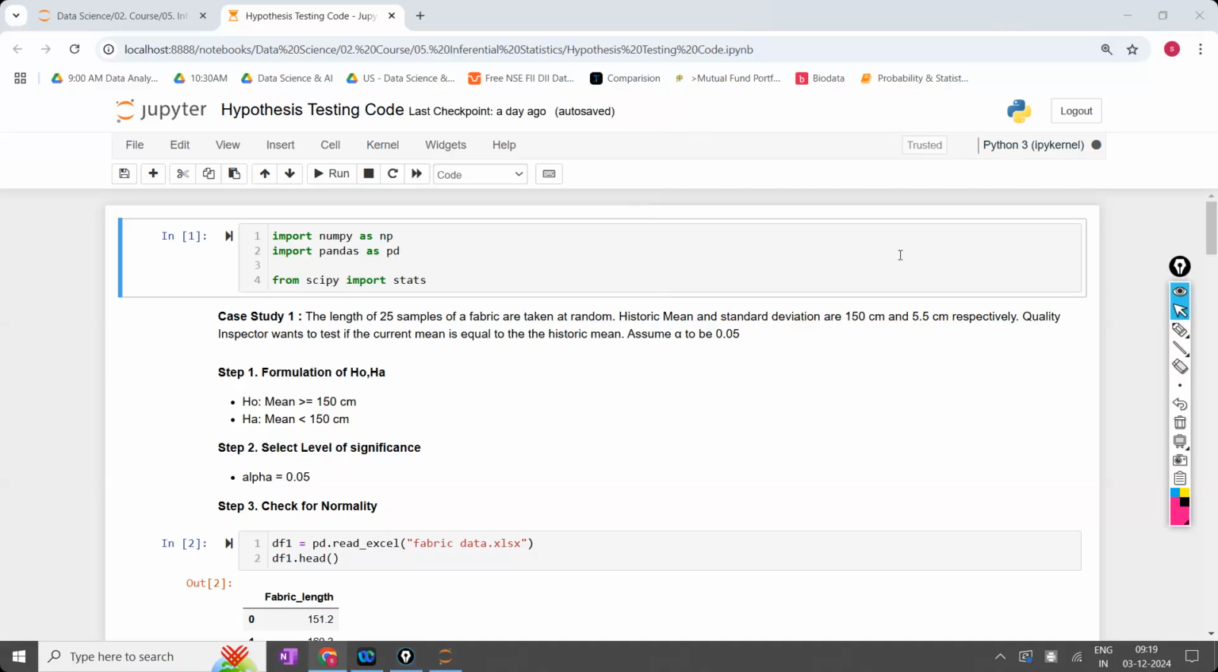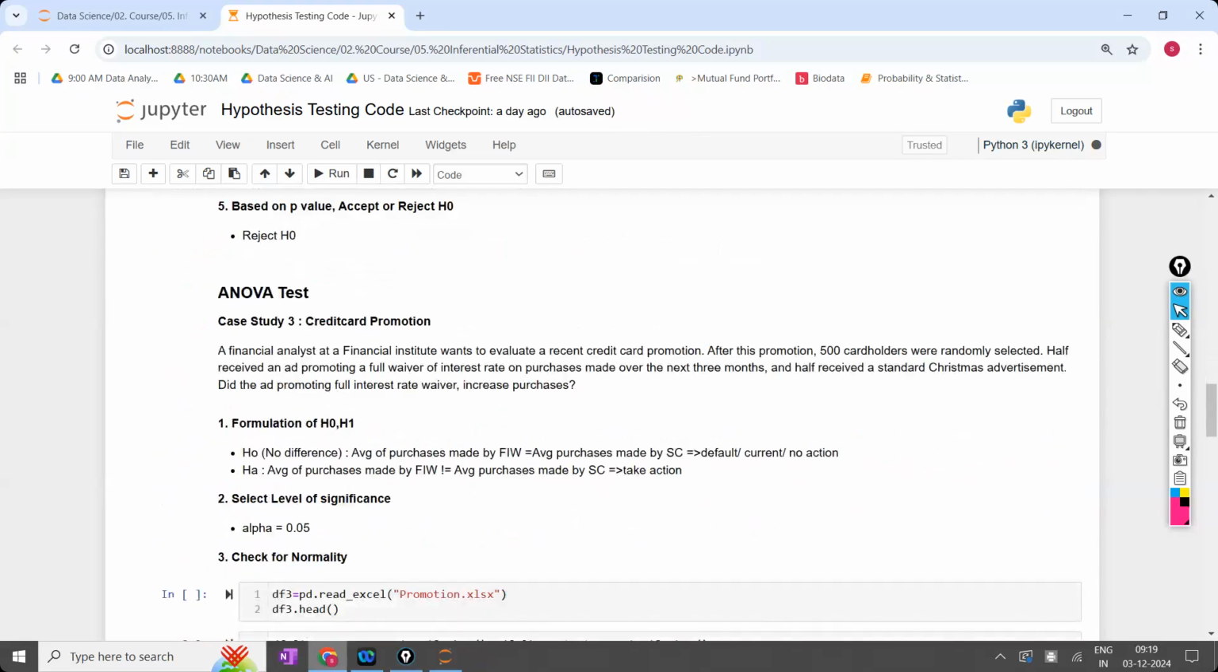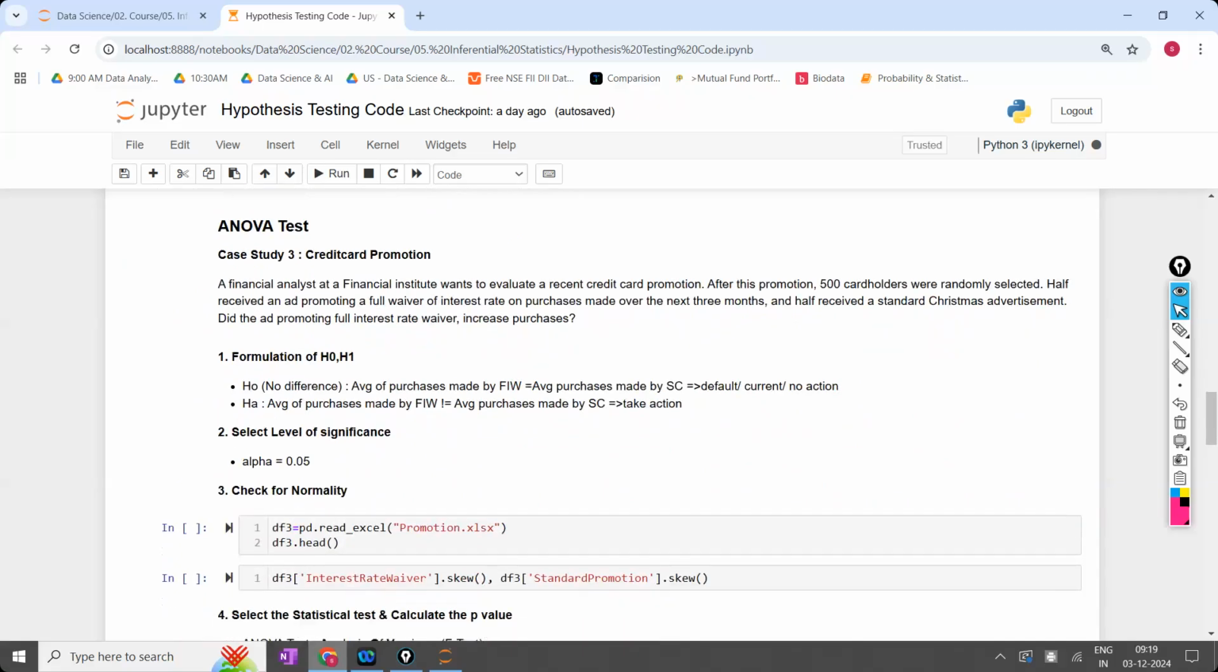We are discussing inferential statistics and we have covered the one sample Z test and one sample T test. For both tests we have covered left tail rejection, right tail rejection and two tail rejection. Now, coming to the next one, in today's class we are going to discuss the remaining tests, the ANOVA test and the remaining tests. Three more tests are left, and we are going to cover these three tests in today's class.